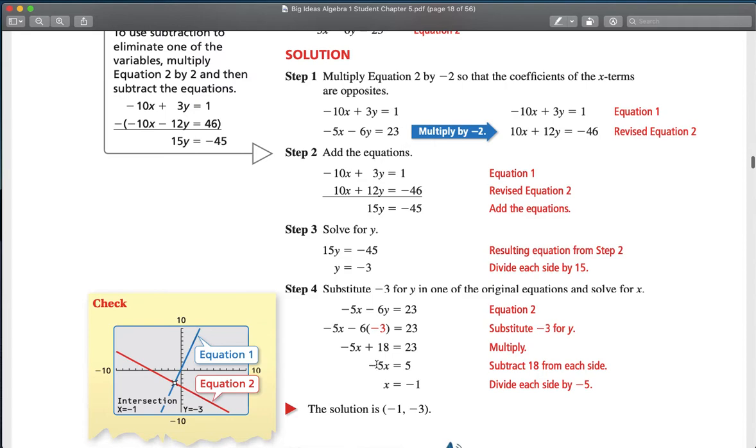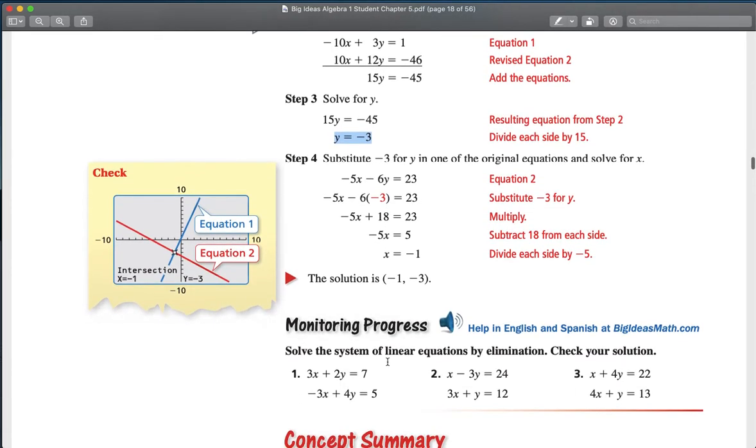What number times -5 will give you +5? Well, for those of you who like mental math, yet again, if you have a negative to make a positive, you know that that number has to be negative, right? So you're going to have negative something. Now, you want to keep the 5, so obviously you're going to have -1 as your x value. Again, you're going to write those as an ordered pair where x equals -1 and y equals -3. That is going to be your solution.